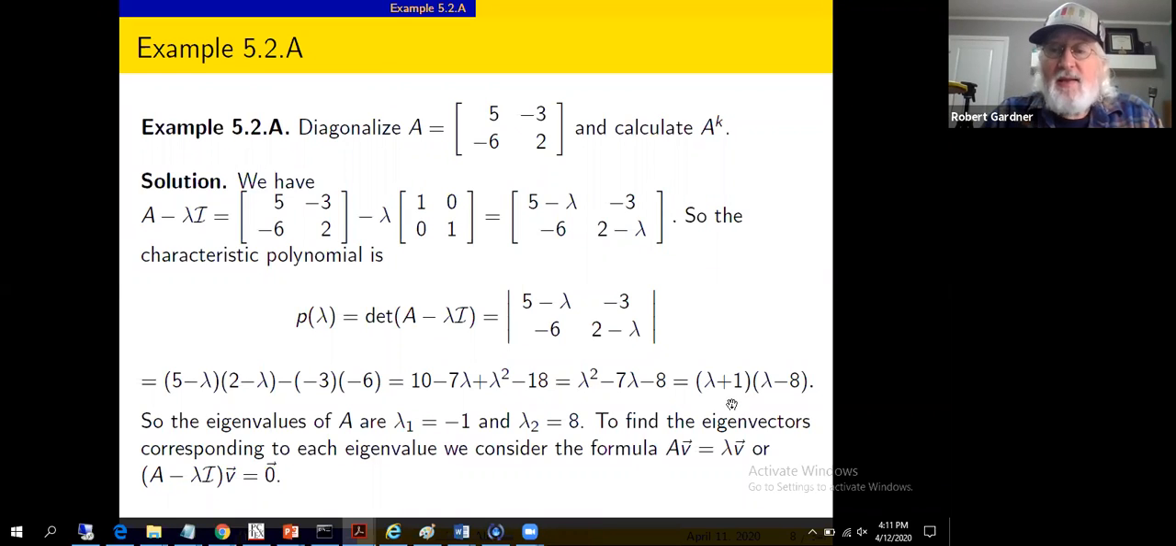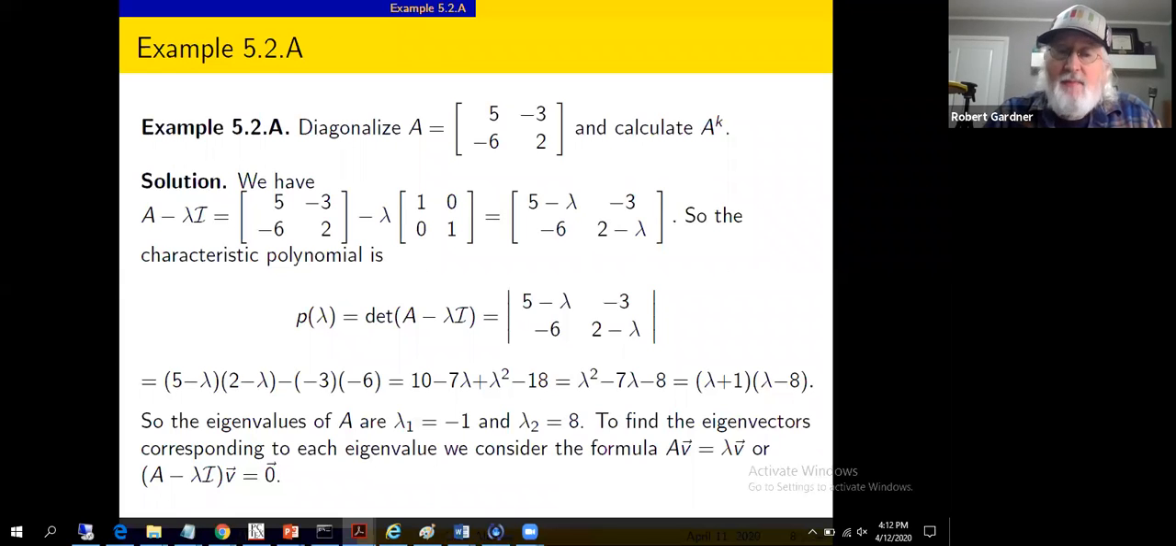Eigenvalues would be the lambdas that make the characteristic polynomial 0. So a -1 would make this factor 0. A +8 would make this factor 0. Let's denote, as we have done, those eigenvalues as lambda 1 equals -1 and lambda 2 equals 8. Okay, so we found the eigenvalues. Now the eigenvectors. Okay, so let's see, we'll have to find the eigenvectors for both of these. That'll mean solving a system of equations. That system of equations will have a free variable every time we do this, or else you've done something wrong.